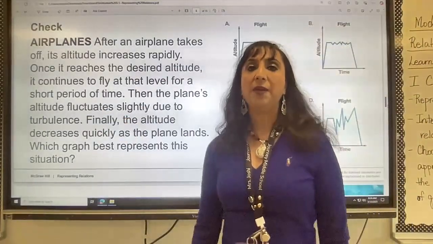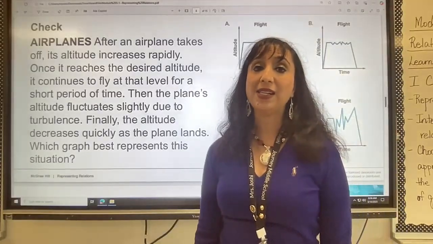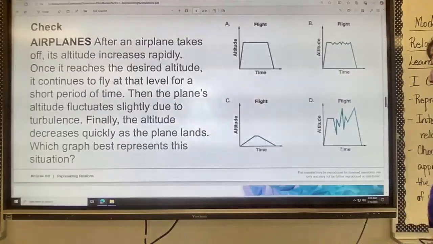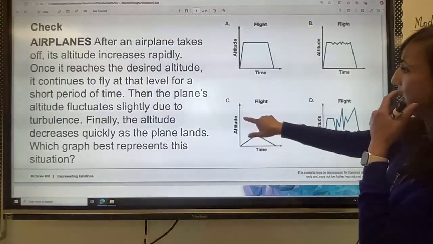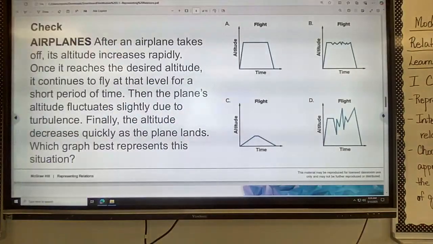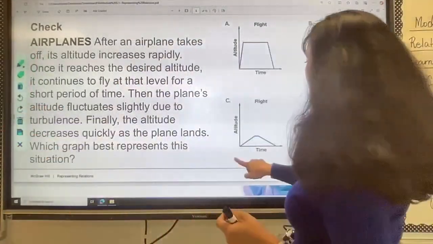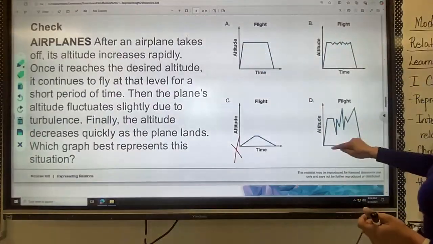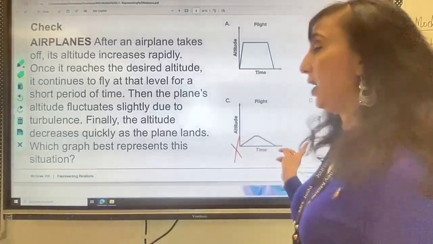So, airplanes. After an airplane takes off, its altitude increases rapidly. So let's see, where is it increasing rapidly? Well, not as rapid over here. So this does not look correct. Okay, so I'm just going to mark off where it's not looking correct. Okay, so this is not increasing rapidly. So I'm going to take this off. Yes, this is going rapidly. Now let's see what it says. So it's either A, it's either B, or it is D.